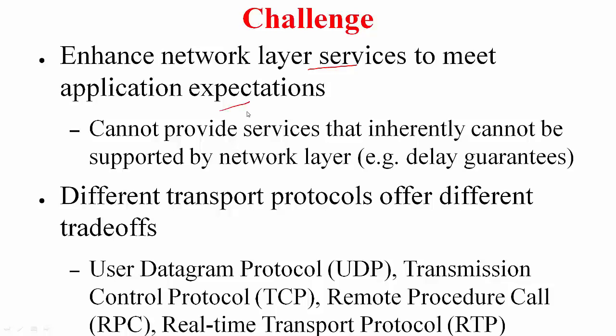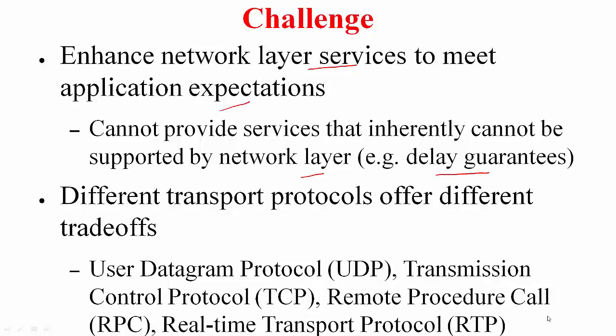Note that you cannot provide services as part of the transport layer that inherently cannot be supported by the network layer. For example, if the underlying networks do not support delay guarantees, then there is no way you can support delay guarantees as part of the transport layer. But some of these other features like reliable transport or duplicate packet suppression or in-order delivery can potentially be supported. So we have different transport protocols that offer different trade-offs, that is, they meet different application layer requirements. Note that unlike in IP, where there was a common protocol, at the transport layer we can support multiple protocols.